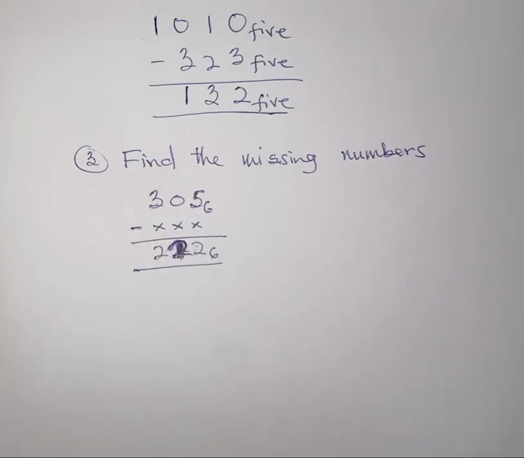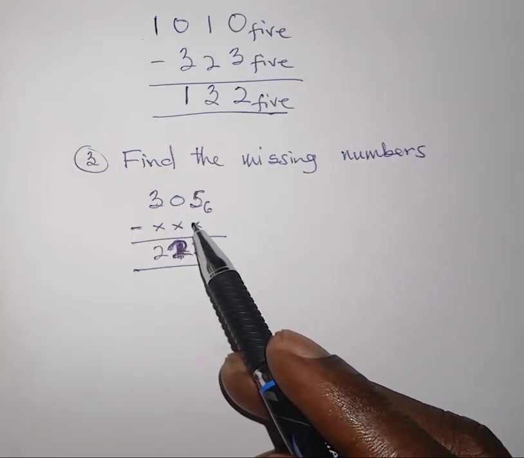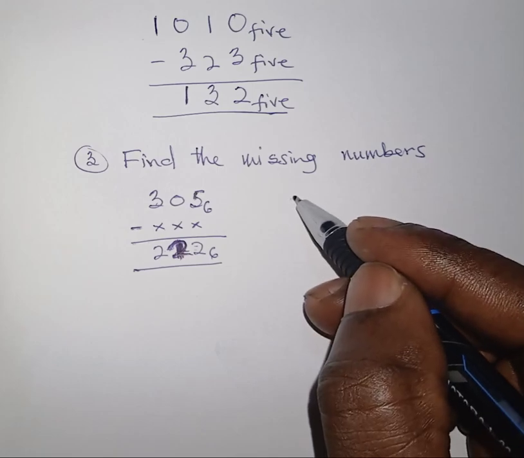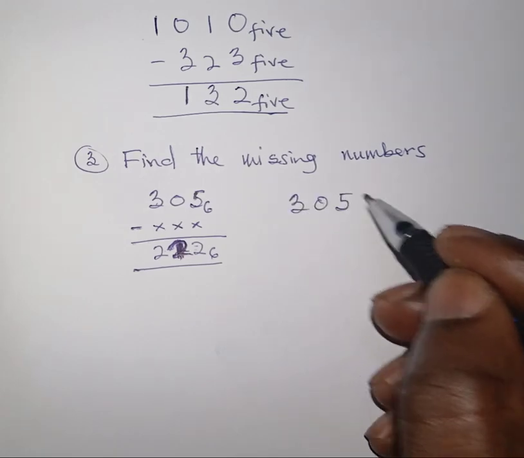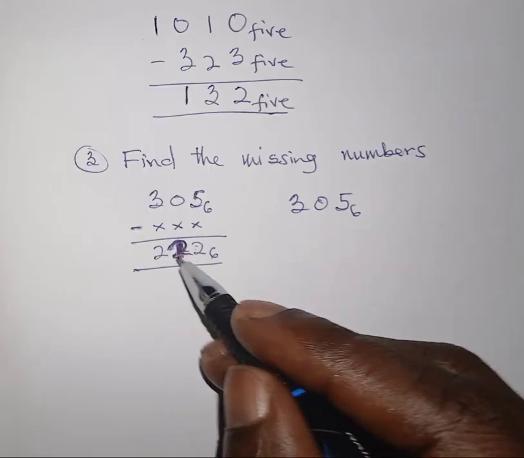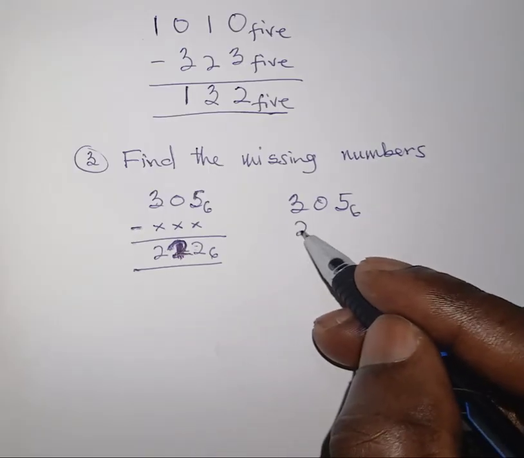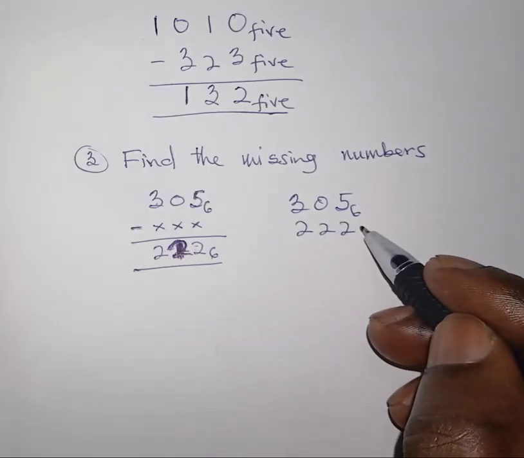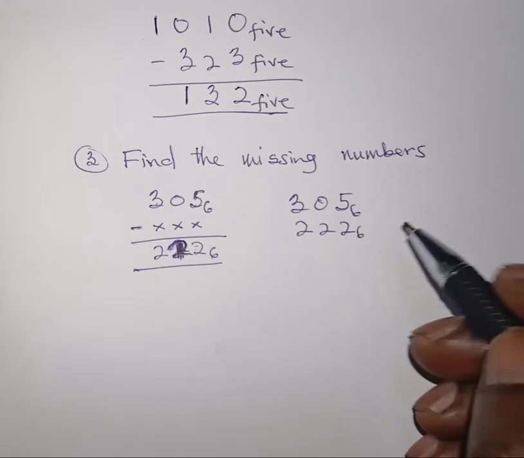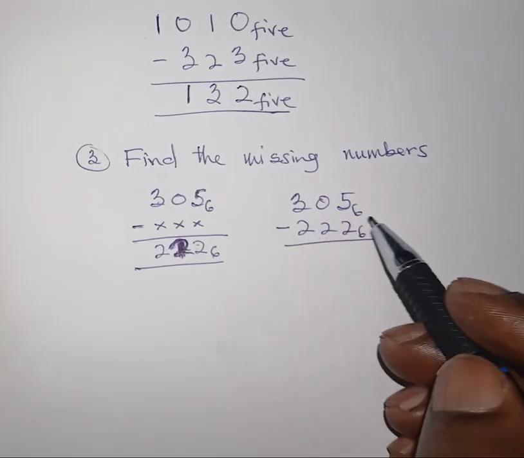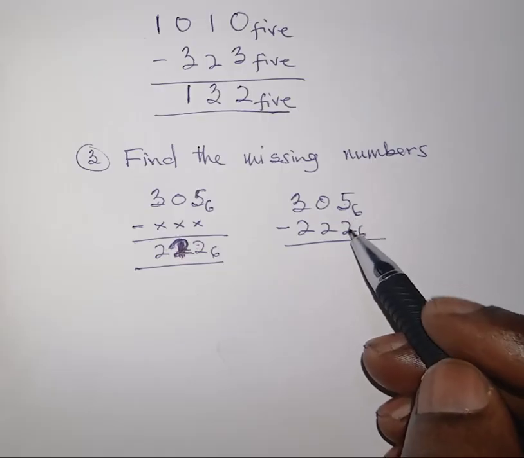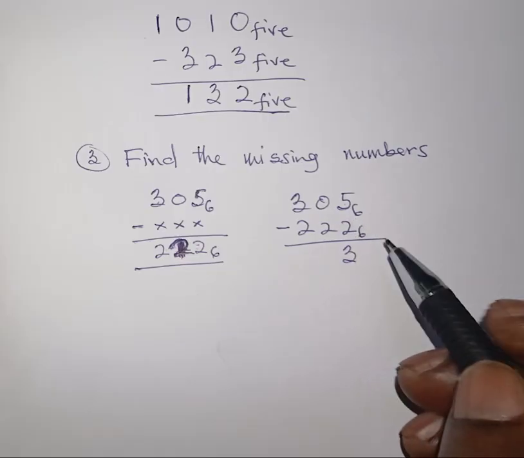Okay, so what we are going to do is that to find the missing number, we are only going to subtract the answer we have gotten, which is 222 222 in base 6. Okay, so let's subtract. Now 5 minus 2 gives me what? 3.